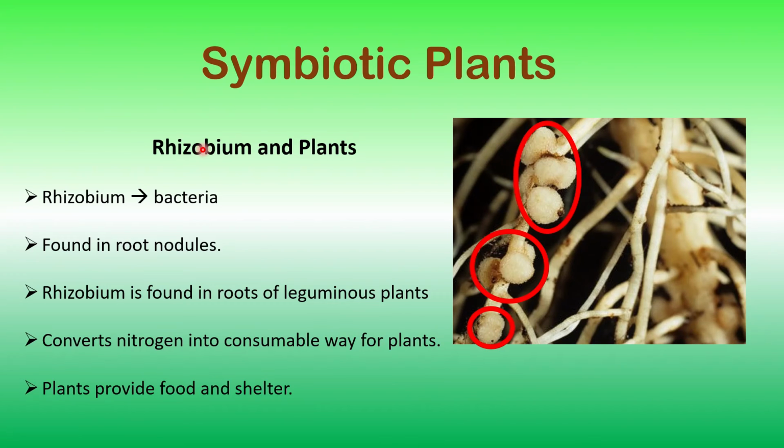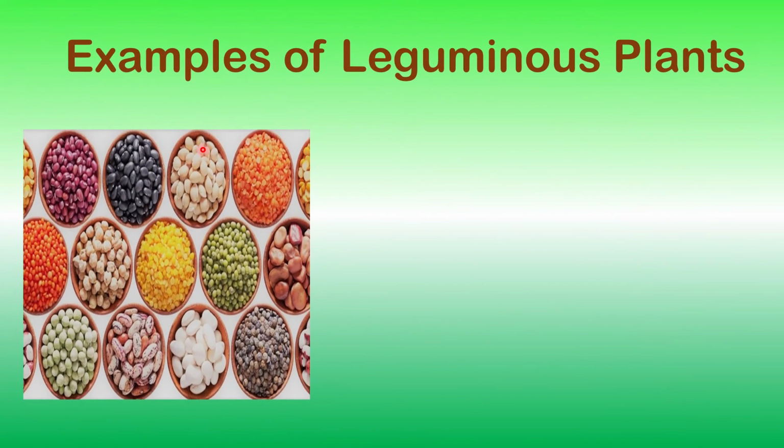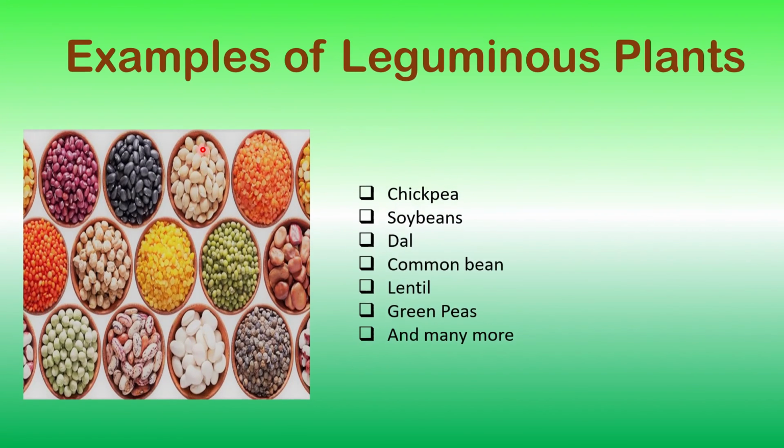Now, let's look into leguminous plants. I'll give you some examples of leguminous plants. Chickpea plants, soya bean plants, dal plants, common bean plants, lentil plants, green pea plants and many more plants are examples of leguminous plants. Leguminous plants are plants of the legume family. Let's move on.